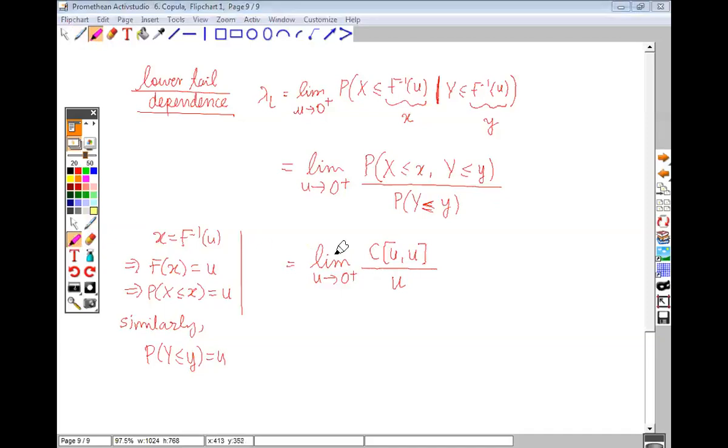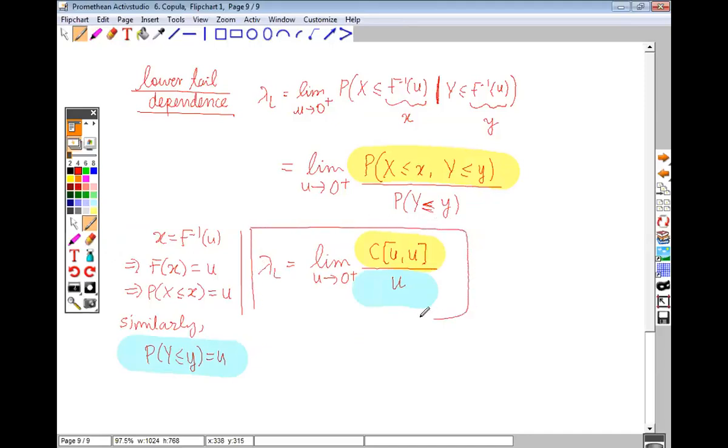And what I did here was I used the fact that this is nothing but my copula, and I used this fact for the denominator here. Does this make sense to you guys? So now this is the formula for the coefficient of lower tail dependence in terms of copula. Because we know that the domain of copula is u and v, over here I have just taken u. So I have copula u comma u upon u. So I guess this is pretty much straightforward.